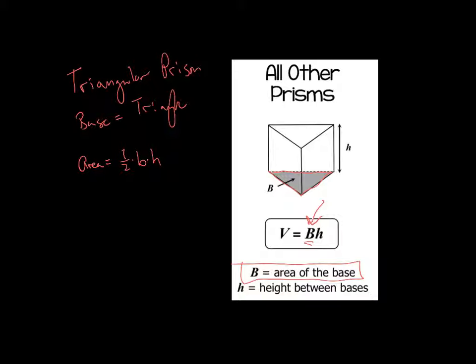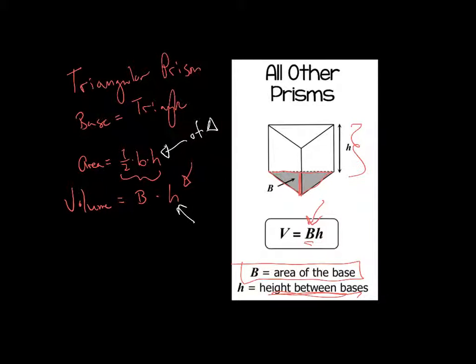And then that's talking about the height of this triangle. Then you have the height of the figure. So the volume for this thing is going to be the area of the base times the height, where height is the height between the prisms. Said height right here is the height of the triangle.